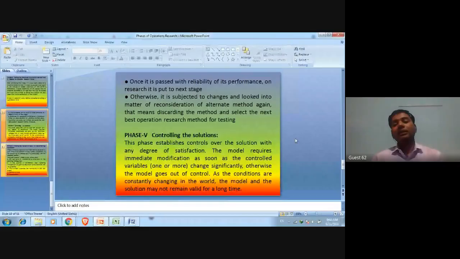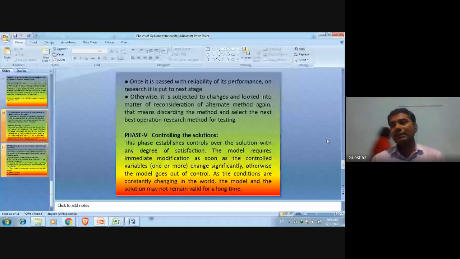And what is the next phase? Control according to the variables that you have used. Controlling the solution according to the decision variables that you have used in your model. This phase establishes control over the solution with any degree of satisfaction. The model requires immediate modification as soon as the control variables, one or more, change significantly. Otherwise, the model falls out of control as the conditions are constantly changing. The model and the solution may not remain valid for a long time.